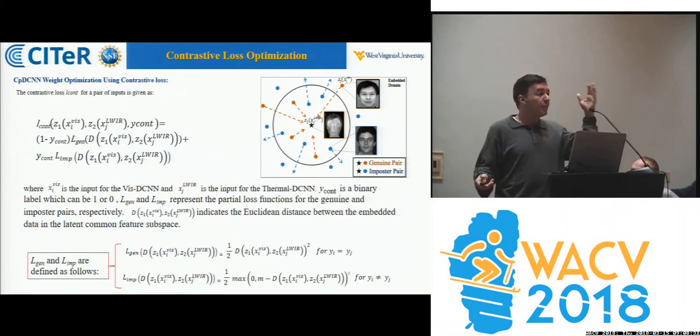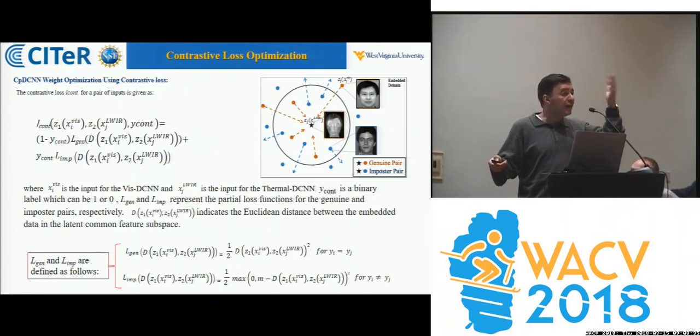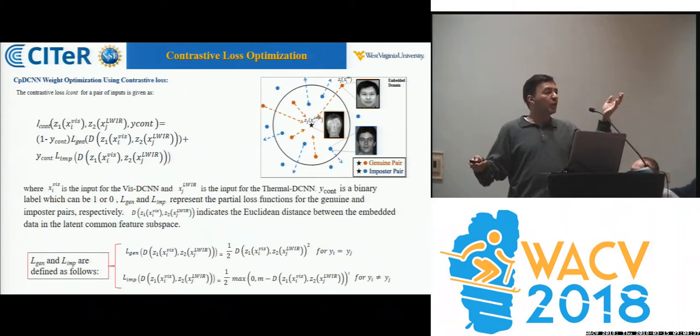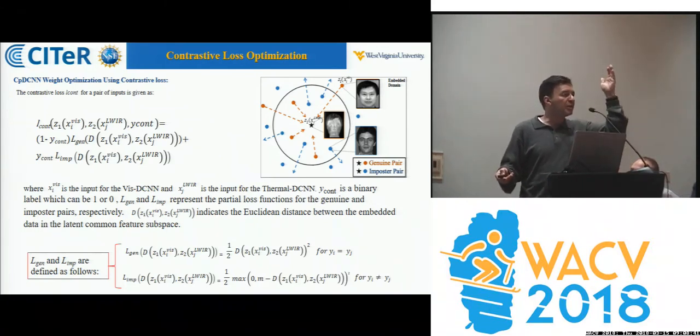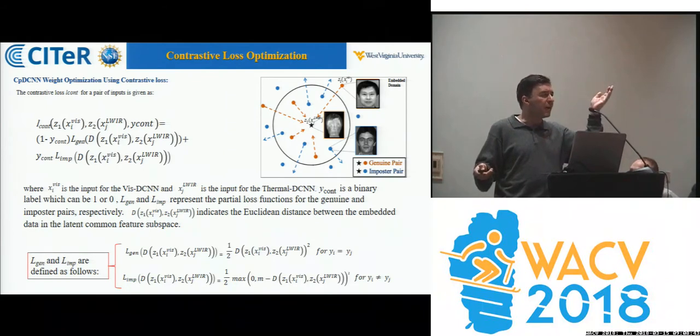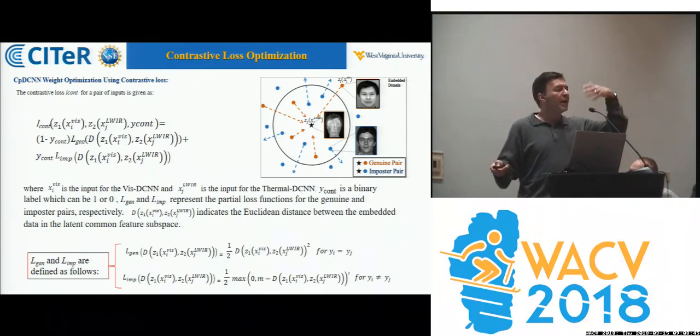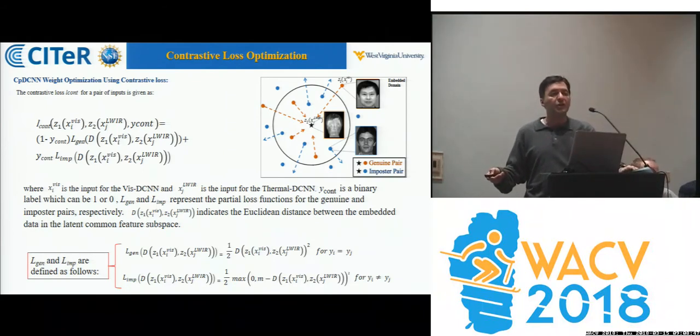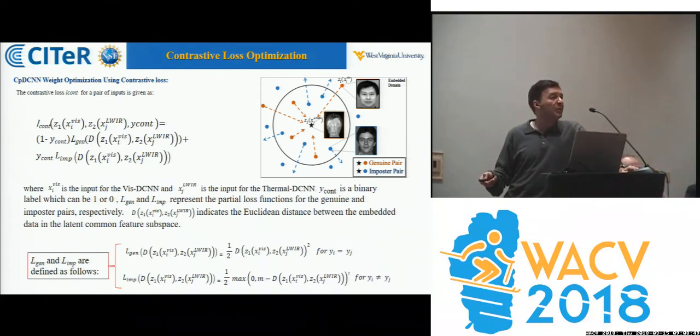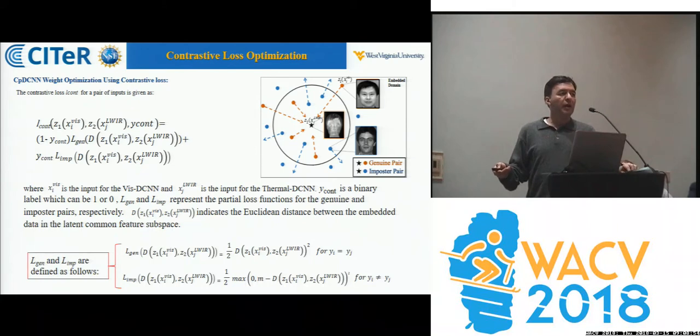So hopefully everybody knows what contrastive loss is. It's well known in neural networks. It's nothing new. The first paper was in 1986, 1987. Then it has been picked up for different applications and is used for Siamese networks. And we have used Siamese networks also for many other applications.